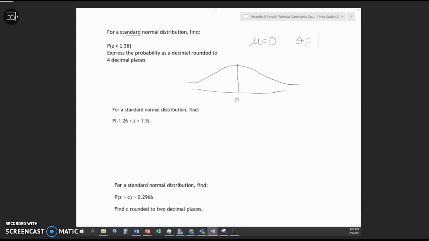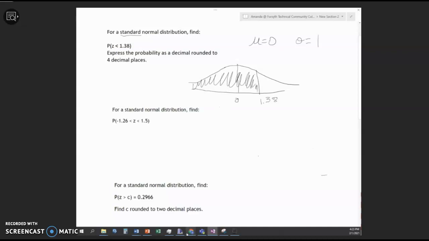Okay, so our first question is: find the probability that z is less than 1.38. We're going to put a line right here at 1.38. Sometimes my tablet pen does not like to make curves. Sometimes if I do it really fast, I can trick it. And we're looking for the area under the curve less than 1.38.